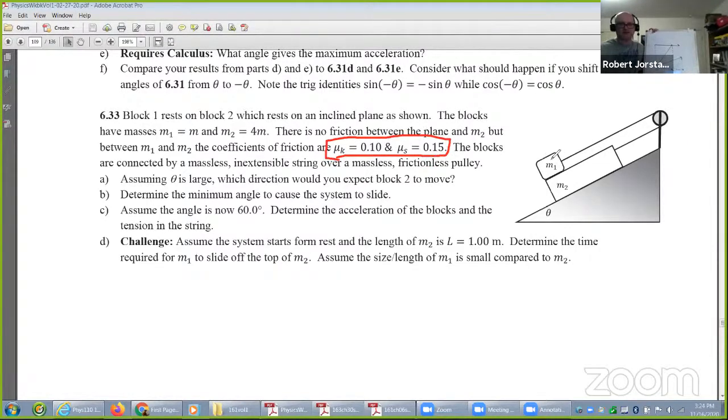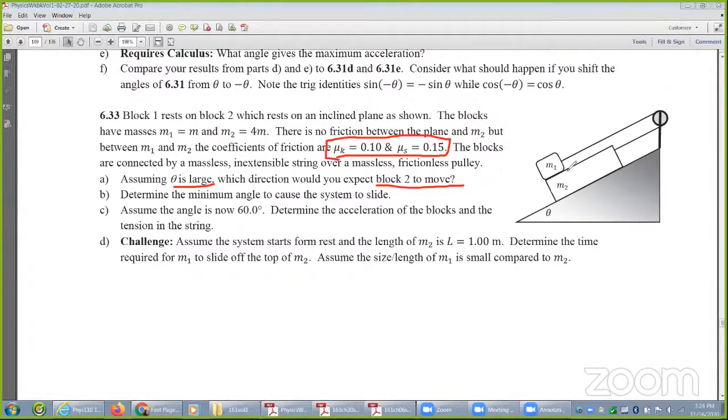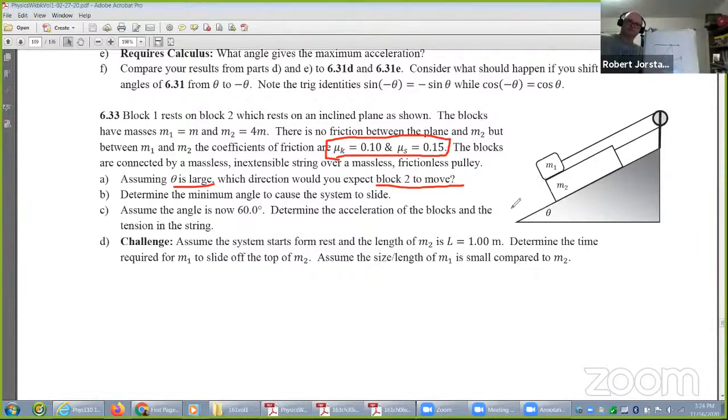So now, do you agree theta is big? Which direction do we think block 2 is going to move? Is block 2 going to move up the plane or down the plane? Down. Do you think it's going to accelerate or not? Accelerate. Okay. So this one's going to accelerate down the plane. So what is 1 going to do?